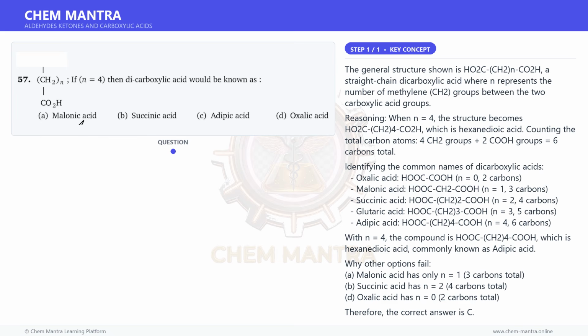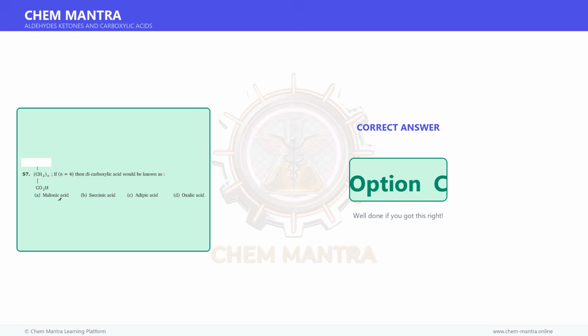A. Malonic acid has only n equal to 1, 3 carbons total. B. Succinic acid has n equal to 2, 4 carbons total. D. Oxalic acid has n equal to 0, 2 carbons total. Therefore, the correct answer is option C.